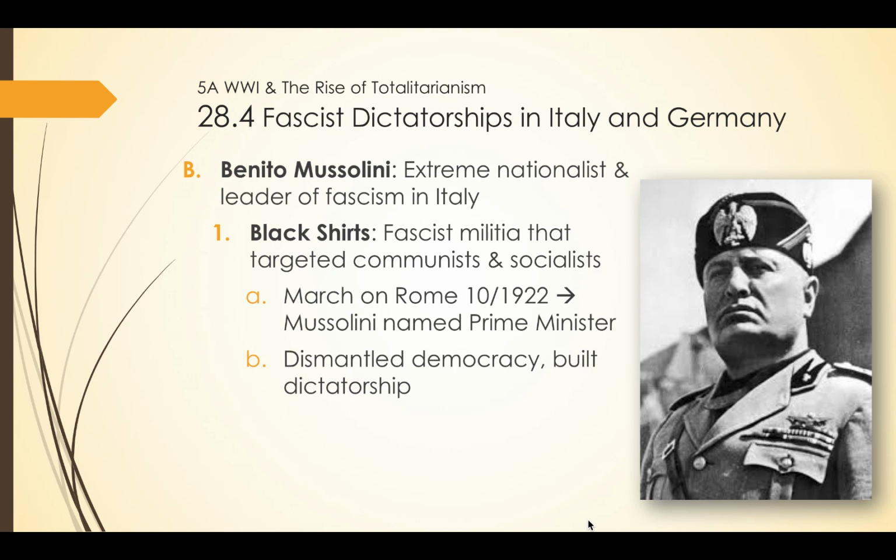Rival political parties were disbanded. Freedom of speech, freedom of the press, and trial by jury were all suspended as well, so you couldn't have any of those. And militarized police forces patrolled the Italian streets looking for anyone that spoke out against Mussolini and his followers.